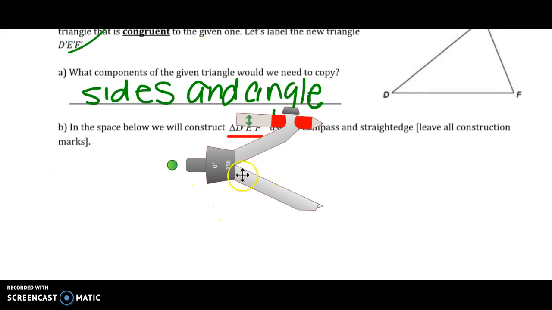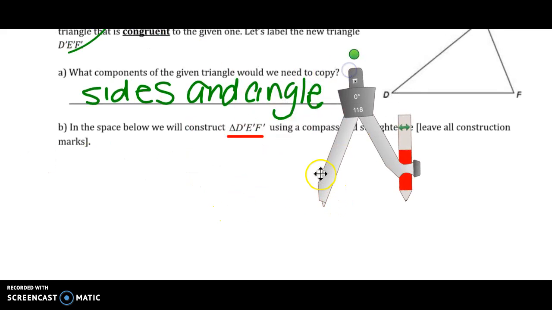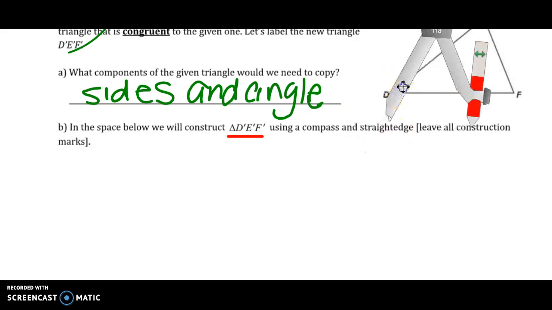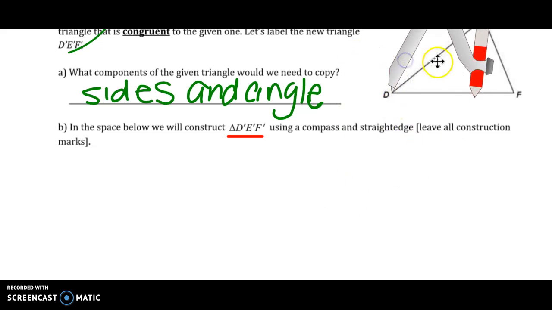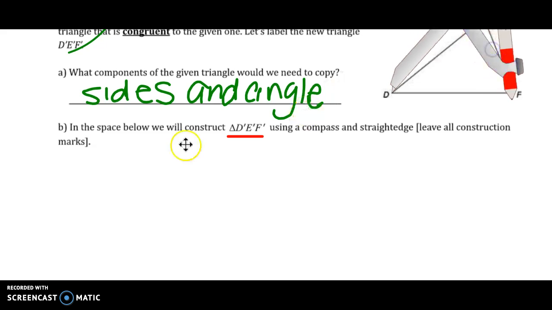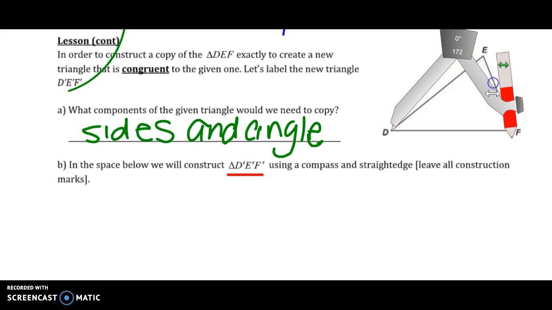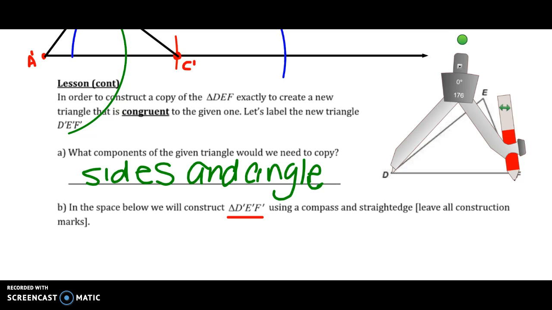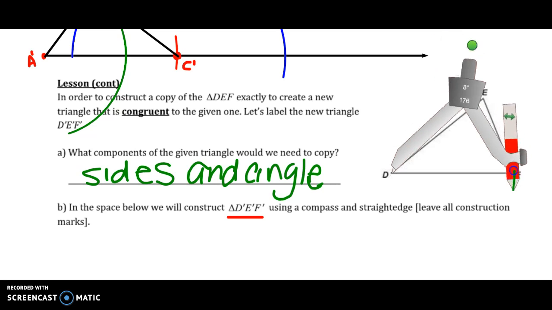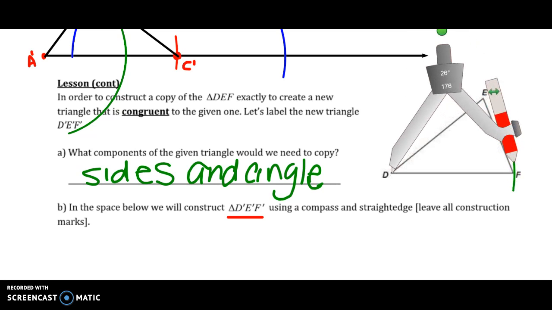So we're going to do exactly what we did before in the previous example, using a skill we've already learned, which is we're going to copy the length of DF. So we put our compass on one endpoint of DF. We're going to open our compass so that it reaches the other endpoint of DF. We're going to make an arc to indicate that length.